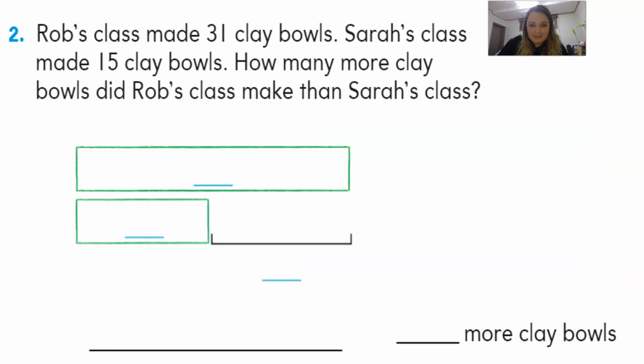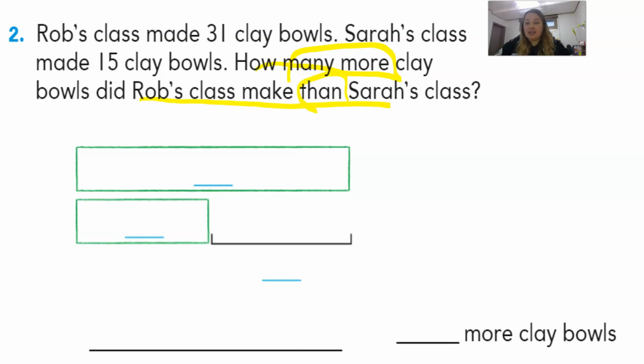Thank you, Wonder Woman. Okay, so Rob's class made 31 clay bowls. Sarah's class made 15. How many more clay bowls did Rob's class make than Sarah's class? So what do I need to find? Oh, I need to find how many more clay bowls did Rob's class make than Sarah's class.